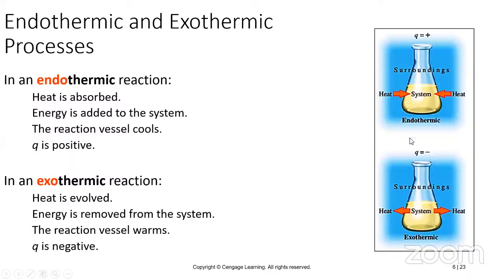So we have the diagram here. This is for endothermic reaction, and this is for exothermic reaction. So we can see for endothermic reaction, heat is given, energy is added to the system. So that is why it's usually positive and is cool.